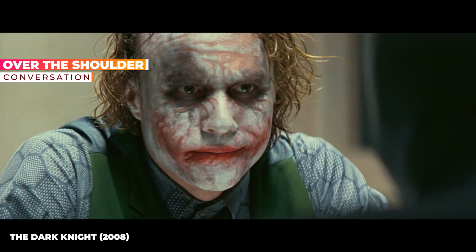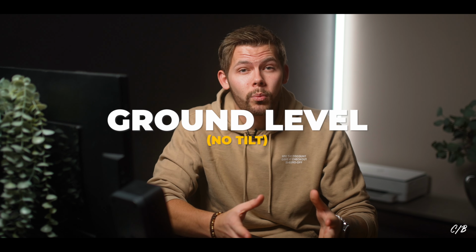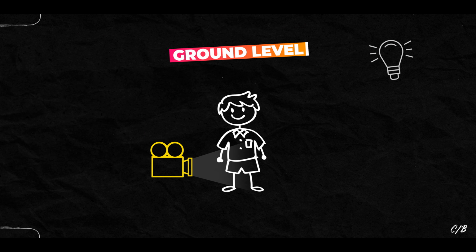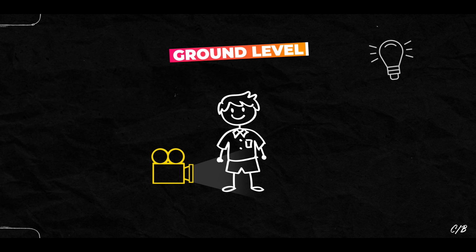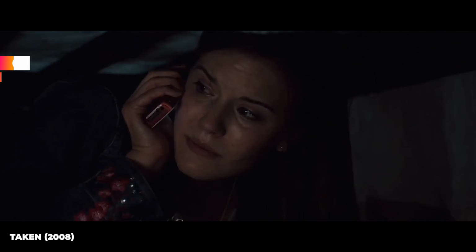Then we have a ground level shot where our camera is really low, and we can use this for multiple reasons. We can use it to track someone's feet before revealing who the person is, we can build tension with it, and of course we can just use it to capture something on the ground.